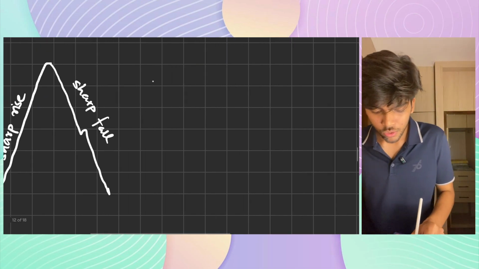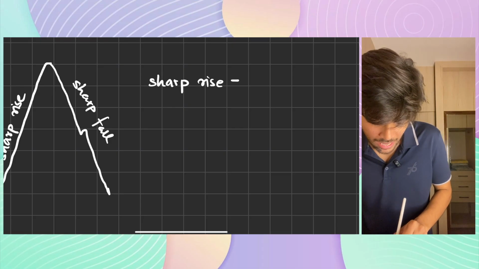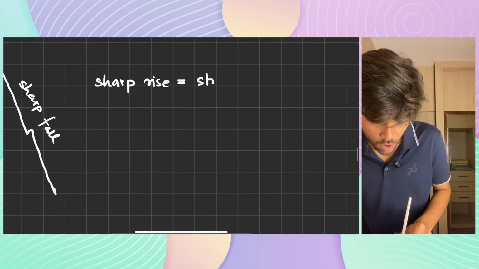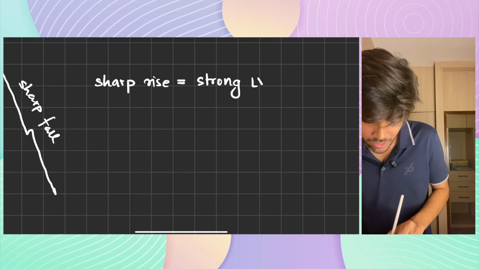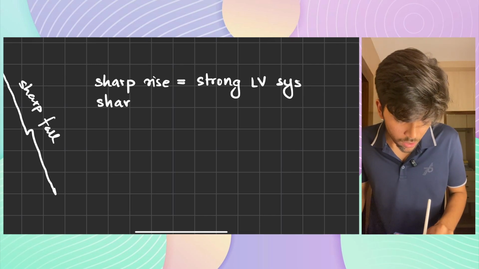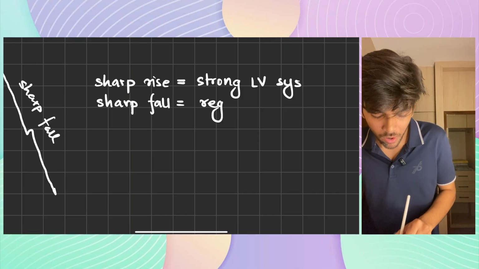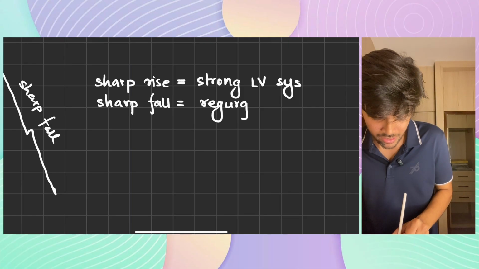Okay, so why is there a sharp rise? The sharp rise is as a result of strong left ventricular systole following the stretch. And why is there a sharp fall? The sharp fall is because of regurgitation of blood from the aorta to the left ventricle. Regurgitation.